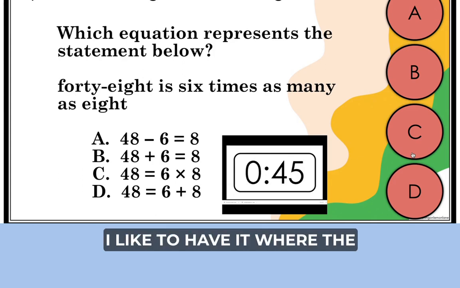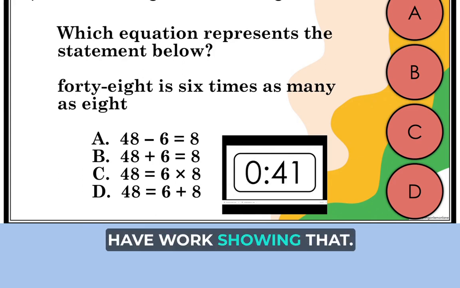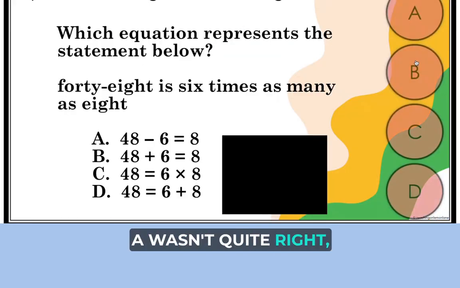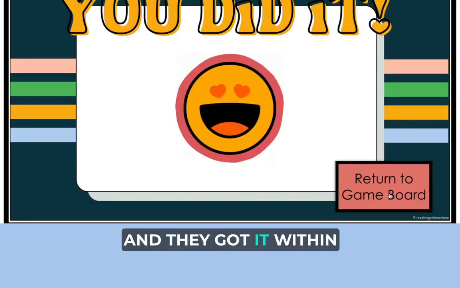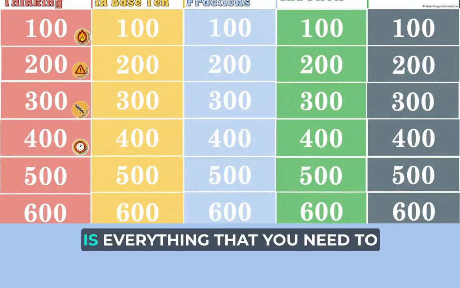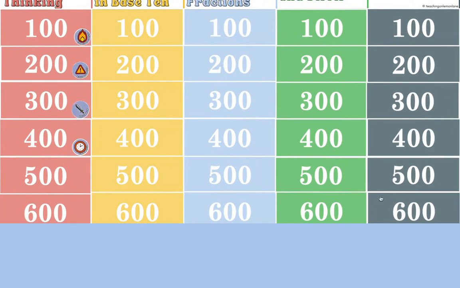I like to have it where the entire team needs to agree on their answer, and they need to have work showing that. So let's say they pick A, wasn't quite right. B wasn't quite right. C, they got it, and they got it within the amount of time, and we return to the game board. That, I think, is everything that you need to know for playing Bombardment in Google Slides.